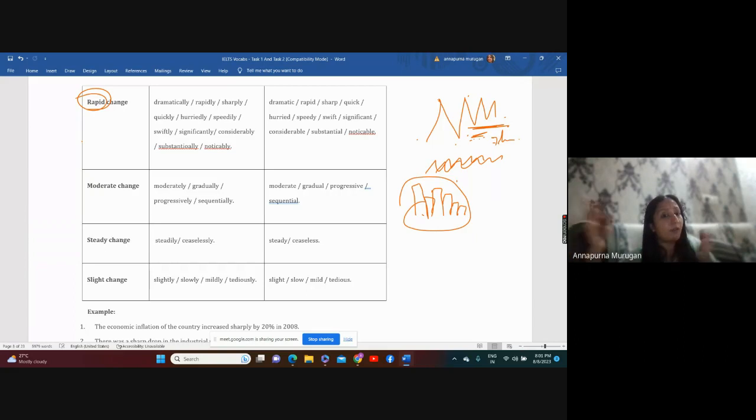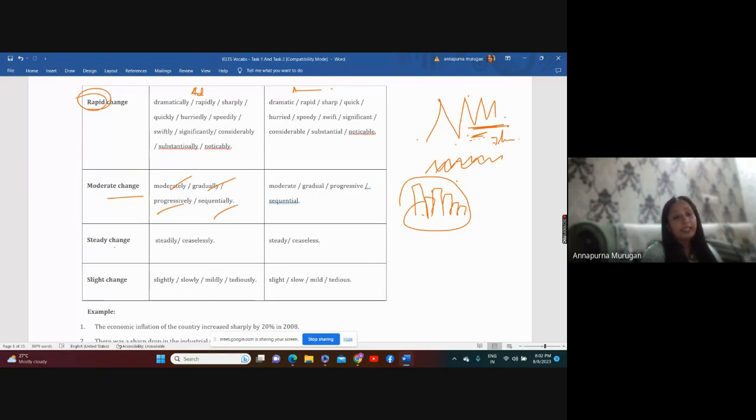This is a noun form and this is the verb form. That means these are adverbs, these are adjectives. Now, moderate change means okay change. If we have moderate change, we'll be using moderately, gradually, progressively, sequentially.